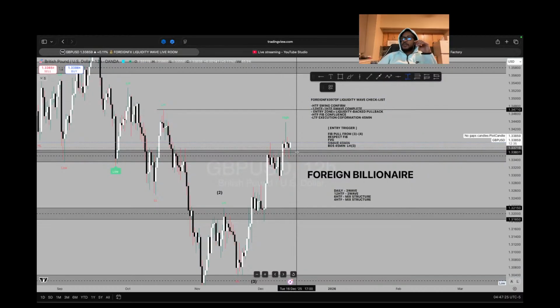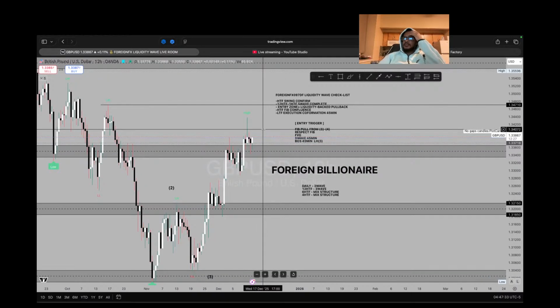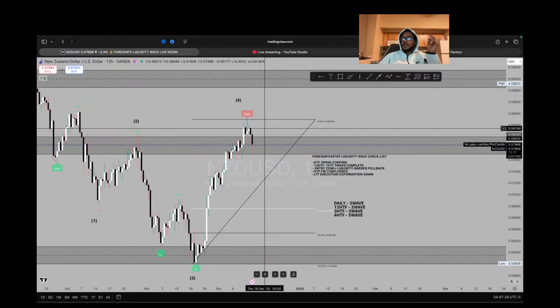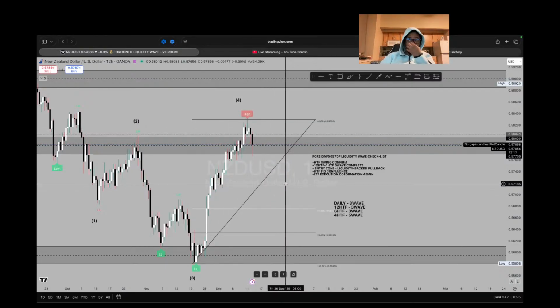So I mean, it's an alright move, 100 something pips. That's good. I have this, but this one is very much, I need a deeper retracement. So this one is New Zealand dollar versus US dollar.